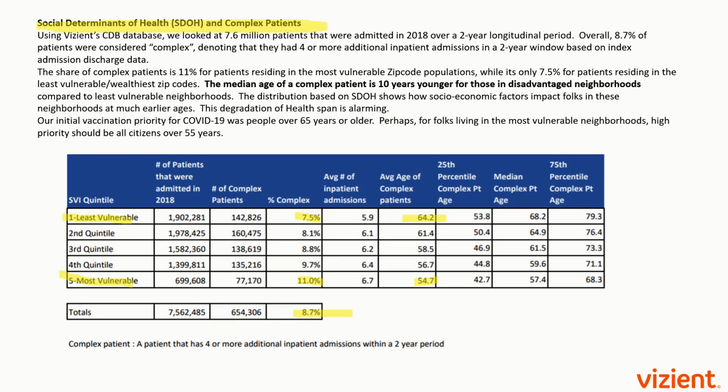This actually affects the vaccination priority. You know, most of it was 65 and older as our at-risk populations. We might want to consider the fact that for the folks in these neighborhoods, it's probably more like 55 if you're living in a poor neighborhood, just due to those social determinants of health.